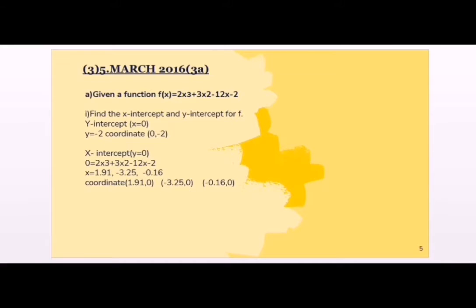Okay, here is the first question on graph of polynomial function. This question comes from the past paper, March 2016, question 3a. Given a function f(x) = 2x^3 + 3x^2 - 12x - 2, find the x-intercept and y-intercept for f. To find the y-intercept, we substitute x = 0 into the equation. We get the coordinate of the y-intercept is (0, -2). To find the x-intercept, we substitute y = 0 into the equation. So we get the x-intercepts 1.910, -3.250, and -0.160.